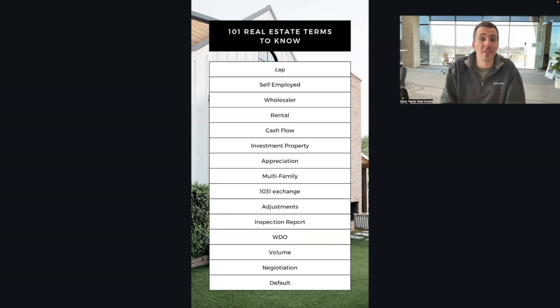Rental. So this could be a rental property. That's what was meant by this. A rental property is one that somebody has bought. They don't live there, but they rent it out to a tenant and it pays them monthly to live there. That's a rental property.